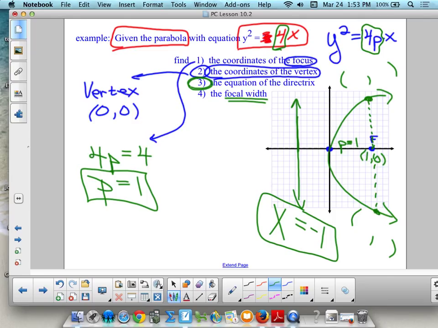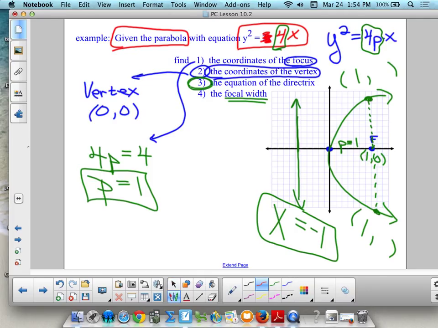Now what do you know about those 2 points? Which value do you know? Do you know X or do you know Y? You know X. X is 1 here, so it's got to be 1 here and 1 here. Well, how do you get the Y value? Plug it into your equation.